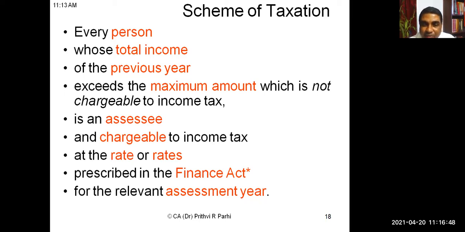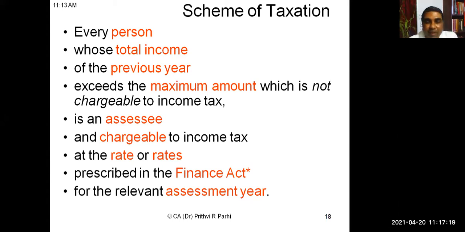And the Finance Act of the relevant assessment year is relevant because every year you get a new Finance Act. Which Finance Act is relevant, we also should know. So we need to know what is the assessment year, what is Finance Act, what is rate or rates, what is chargeability, who is an assessee, what is the maximum amount not chargeable, what is the previous year, what is the total income, what is the meaning of person. We need to understand the meaning of all these things. Okay, is it clear to you? Yes, sir.